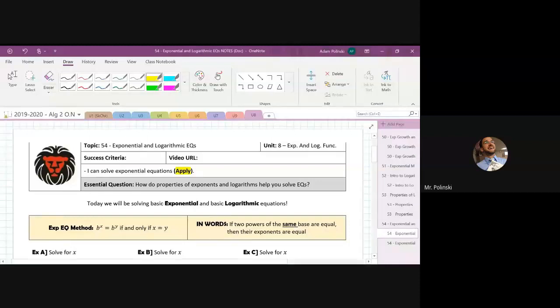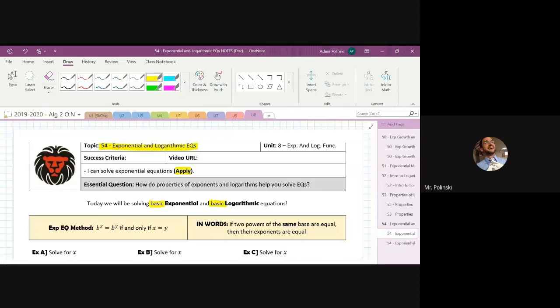Okay, so we're going to talk about exponential and logarithmic equations right now, which is topic 54. We're going to go ahead and solve exponential and log equations. These are, in fact, going to be, I would call them, very basic log and exponential equations, and we're going to be kind of cherry picking certain problems of this.